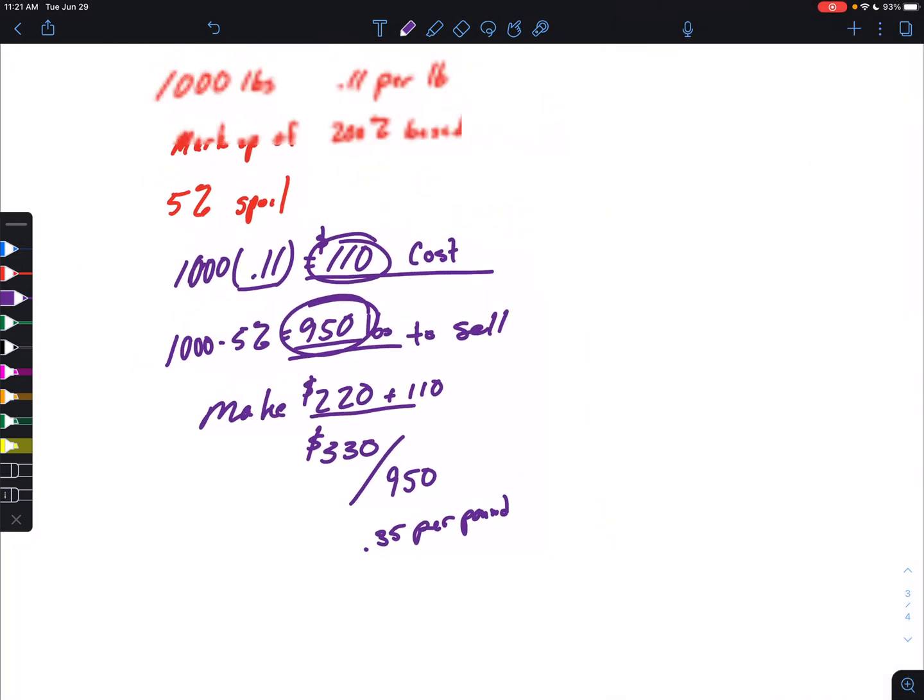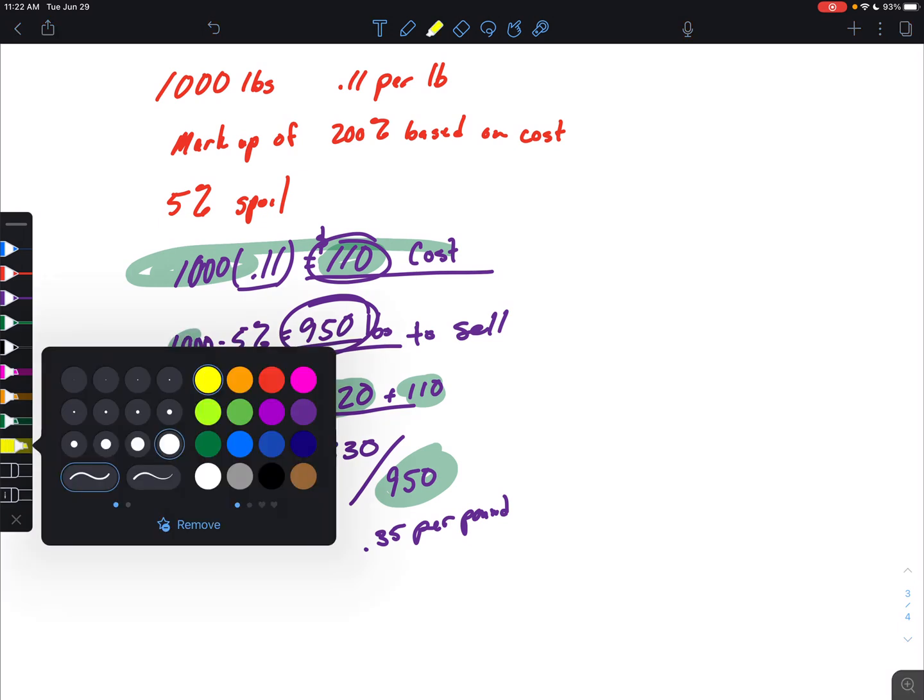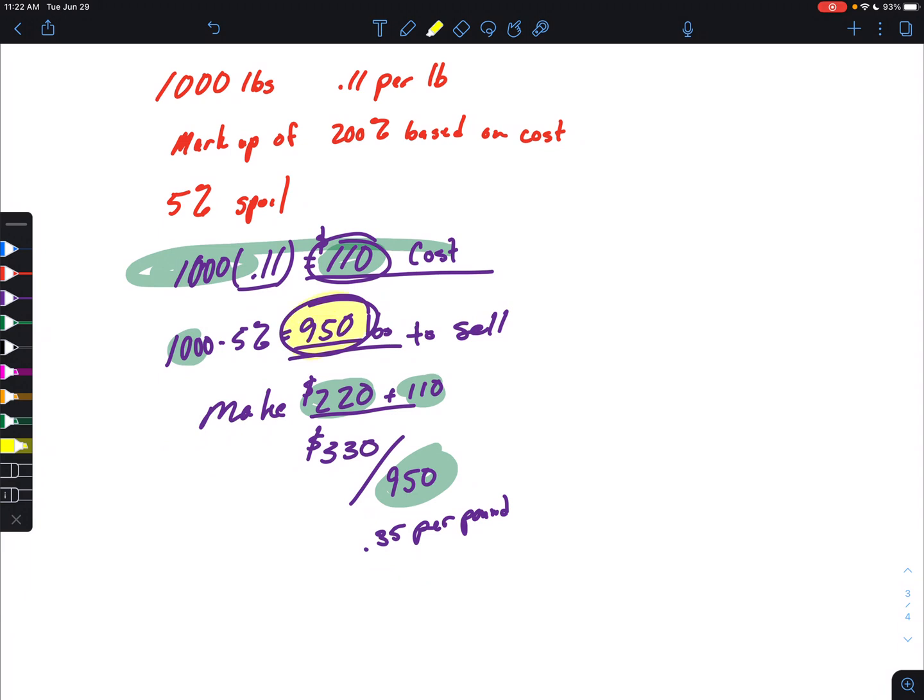So remember, the idea here is you're going to base your cost off of the 1,000. But when you divide this, and that cost is where you get your 110, and that's where you're going to get your markup. But now when you get price per pound, you don't use the 1,000 anymore. You use 950, 5% spoil. So that's going to be a little bit of a change in doing this question.